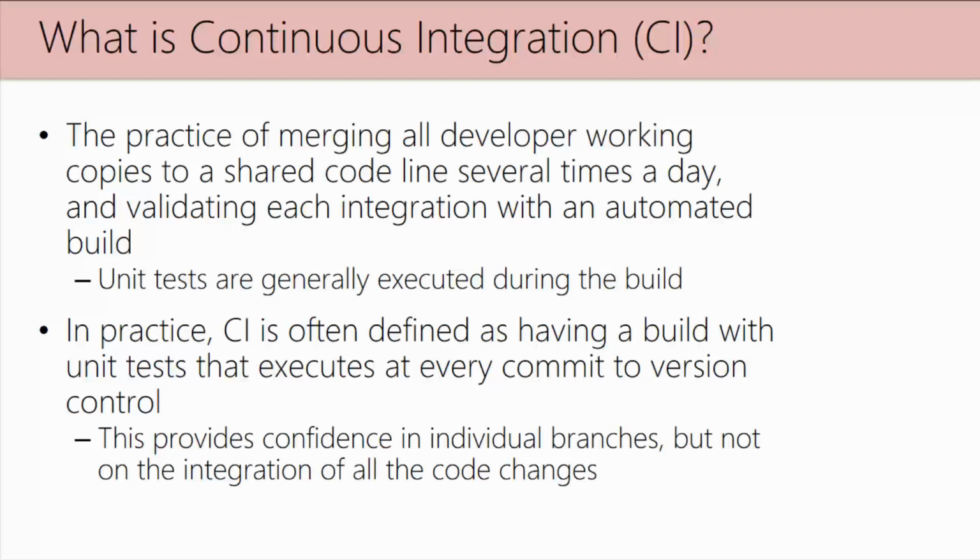So in all practicality, CI is often defined as having a build with unit tests that executes at every commit to version control. And we talked about version control in the last lesson. So this essentially provides confidence not only in individual branches, but in the integration of all the code changes. So you get the idea of the continuous integration practice. It's simply a merging of all developer working copies to a shared code line several times, several iterations during the day.